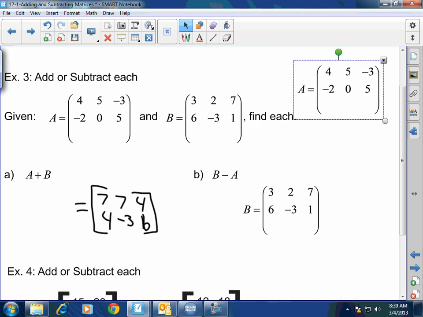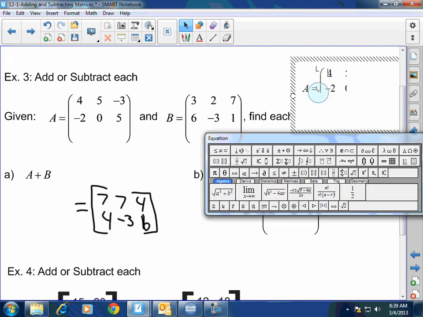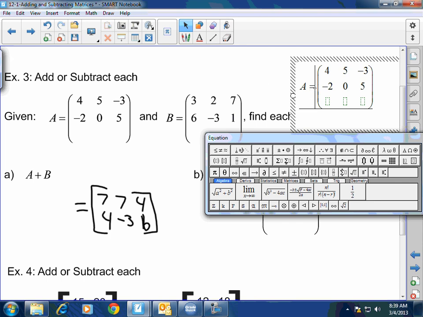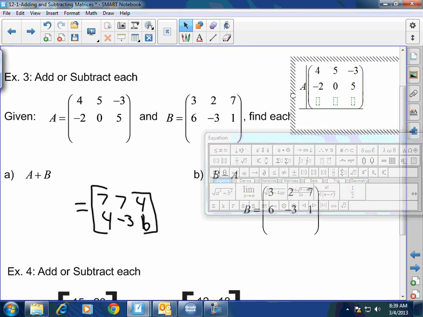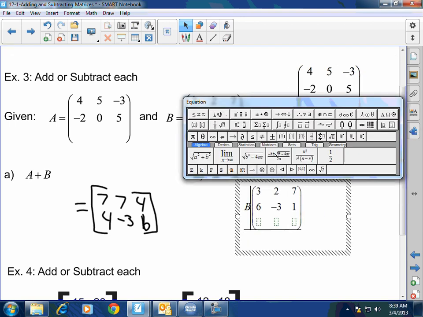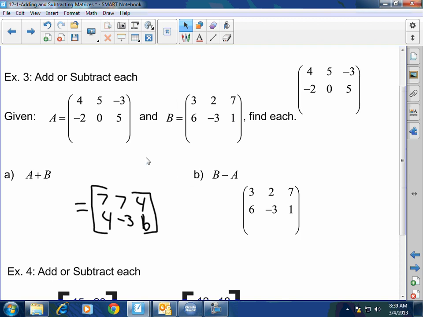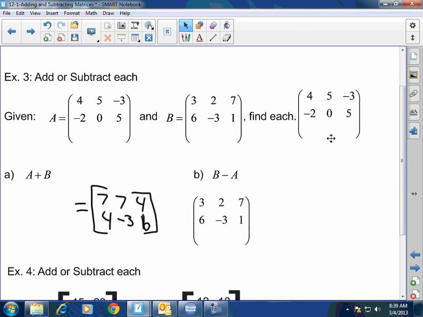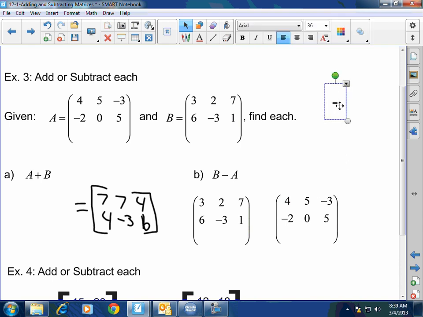Okay. Let's go ahead and do this. Let's go ahead and get rid of that for a second. And get rid of that for a second. Okay. Now, in this case, guys, I've got B minus A. So whoever said that is perfectly right. Thank you. You have to distribute the negative.